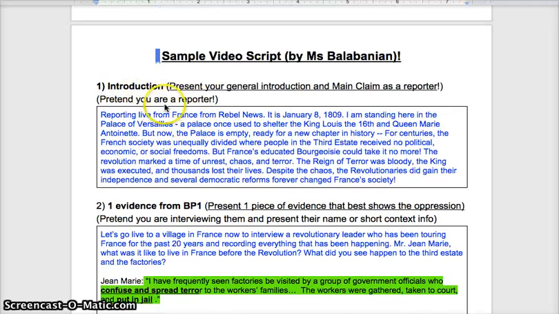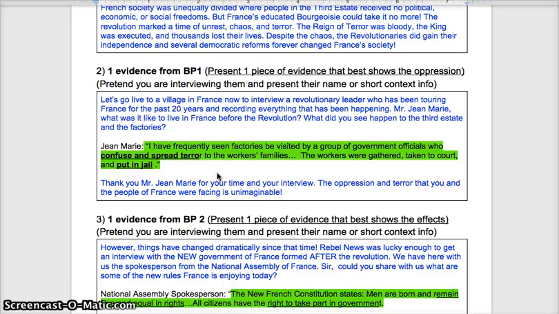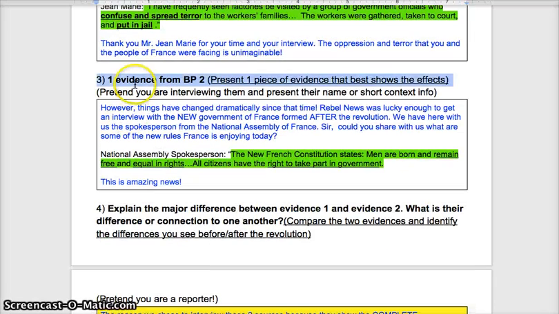In the introduction, you just put a general intro to your video as a reporter. You can copy paste this from your essay in step 3. Over here, you pick one evidence from body paragraph 1 that talks about the oppression. So again, you should be getting this from your paragraph in step 3. Then you put a quote from body paragraph 2 that shows the effects of the revolution, whether that's positive or negative. And you put that right here with an introduction.